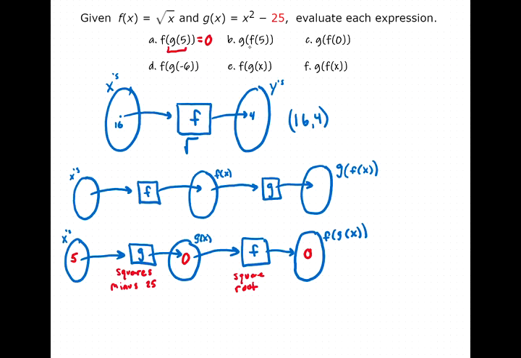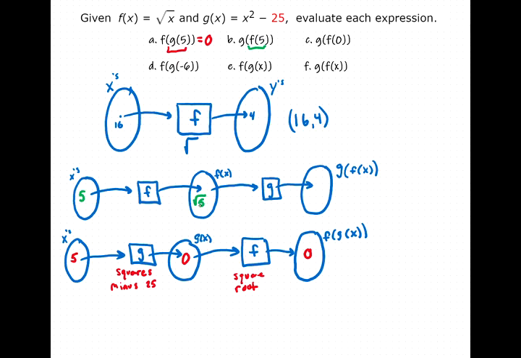So here we start with, now let's switch to a different color. We start with f of 5 first. So the number 5 goes in. The f function squares it. Or sorry, the f function takes the square root. So out comes the square root of 5. And now the square root of 5 goes into the g function.